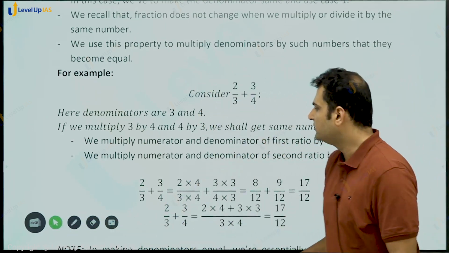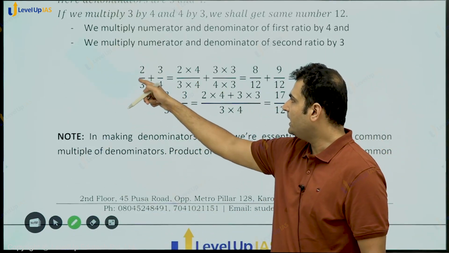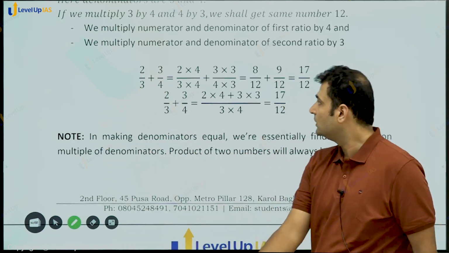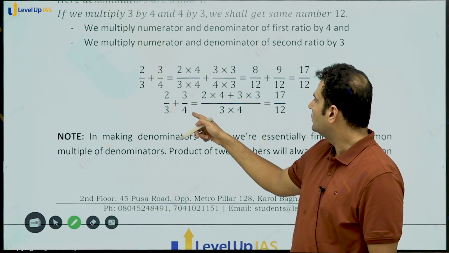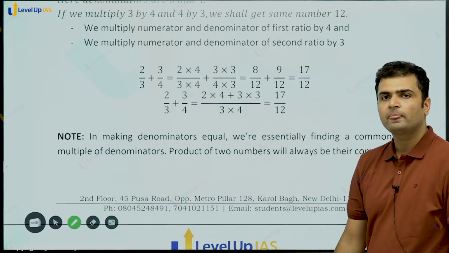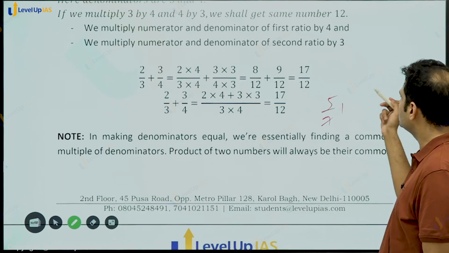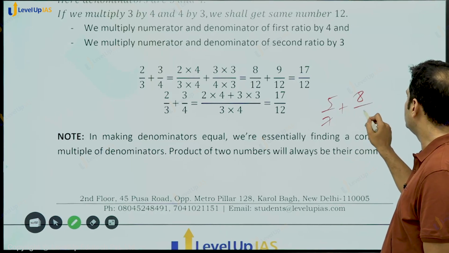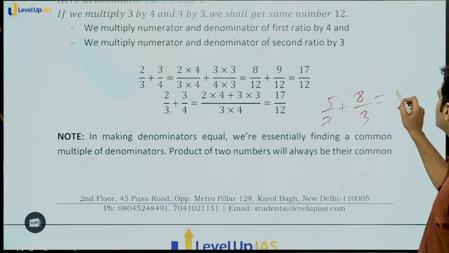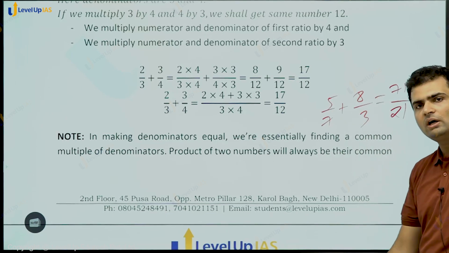In general, if the numbers are small enough, what do you do? You simply 4 into 2, 8, 3 into 3, 9. 8 plus 9, 17, divided by 4 into 3, 12. This is what you can do. So 4 into 2 plus 3 into 3 divided by 3 into 4. So 17 by 12. So if the numbers are small, ये चीज easy है, जैसे कि 5 by 7 plus कुछ भी 8 by 3 is equal to 5 into 3, 15. 15 plus 56. 56 plus 15 is 71 divided by 7 3s are 21. This is how you can add.